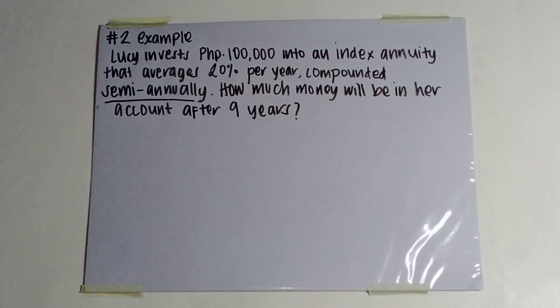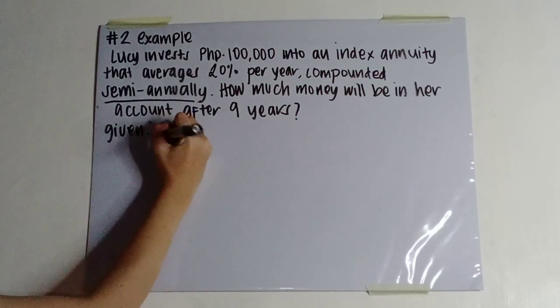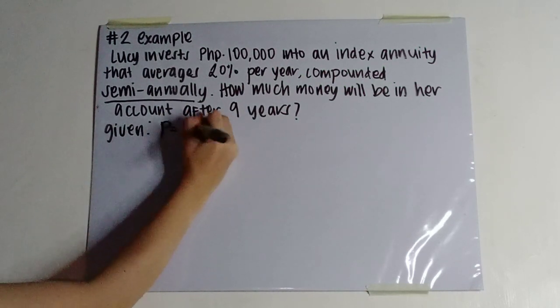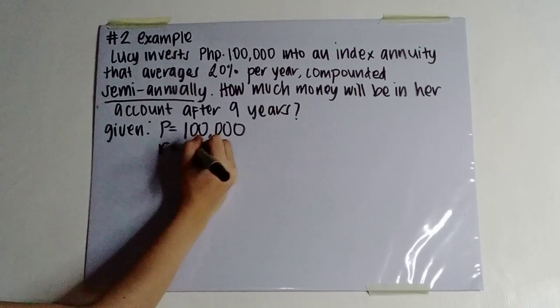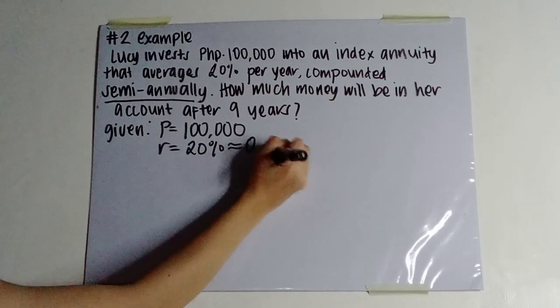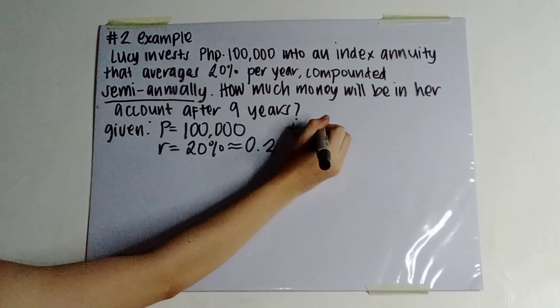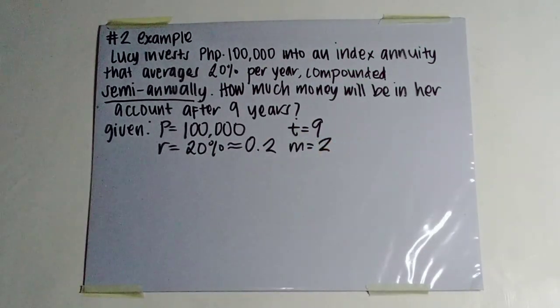Example number 2. Lucy invests 100,000 pesos into an index annuity that averaged 20% per year, compounded semi-annually. How much money will be in her account after 9 years? Okay, so write the given. The principal is 100,000 pesos. The rate is 20%, and converting it into decimal, 0.2. The time is 9 years. And since semi-annually, the M is equal to 2.